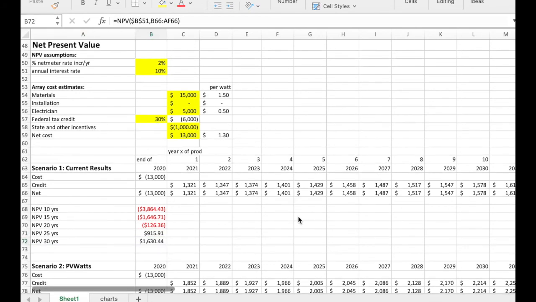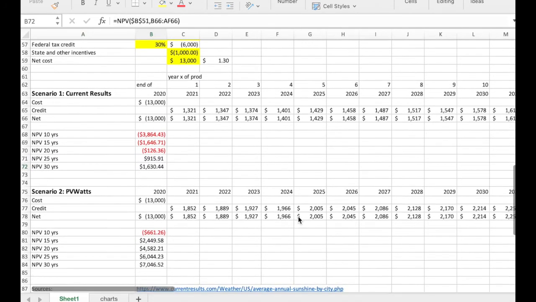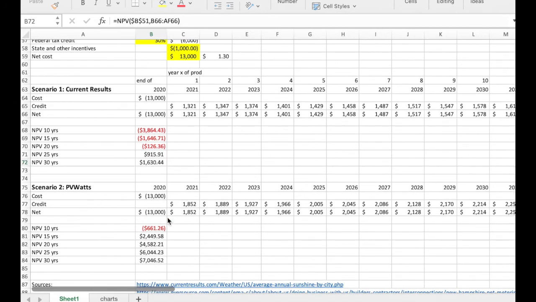For scenario 2, with the PV watts data, you can see that the project is nearly even at year 10, and using the system beyond this point is making you money in today's dollars, up to $7,000 in a 30-year scenario. This is $7,000 after you've paid the $13,000 project cost. And in neither of these scenarios have I included the possible value to a buyer if you were to sell your house with solar, saving them every month on their utility bill.